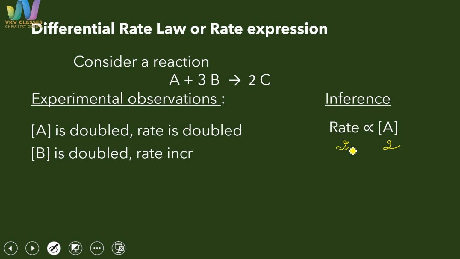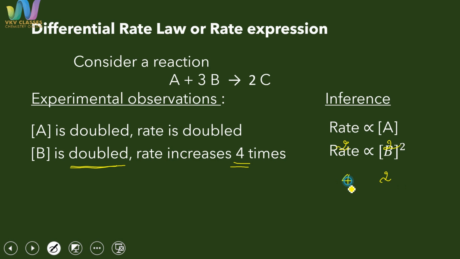In a second experiment, concentration of B was doubled. Rate increases 4 times. So here it is not directly proportional. Concentration of B is doubled. Rate is increasing 2 power 2, that is 4 times. So we say rate is proportional to B power 2. Because when concentration of B is increased 2 times, rate increases 4 times, that is 2 power 2. So we write rate proportional to B power 2.